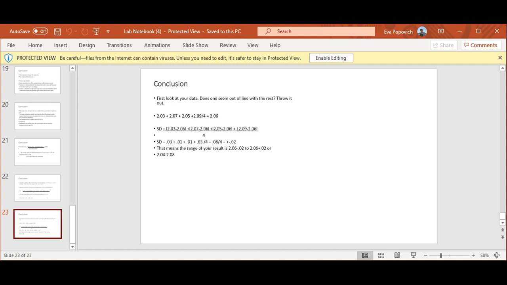In the real world, what that means is that because of the preciseness you have, your values can be plus or minus the standard deviation from the average. That means you have a range that your answer is in. So because this is plus or minus 0.02, and because the average is 2.06, my real answer lies somewhere between 2.04 to 2.08. Make sense, guys? Yes.